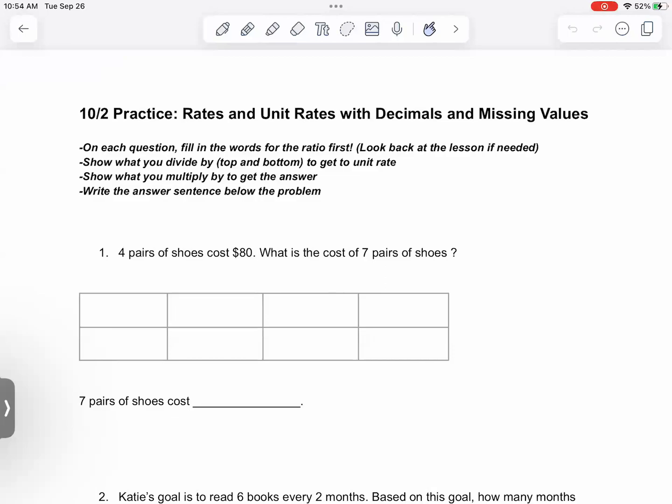All right, so we're on the 10-2 practice, rates and unit rates with decimals and missing values. Okay, so it gets a little more difficult here. Make sure you're doing all the steps I'm talking about here. Okay, this is the way I want it done.